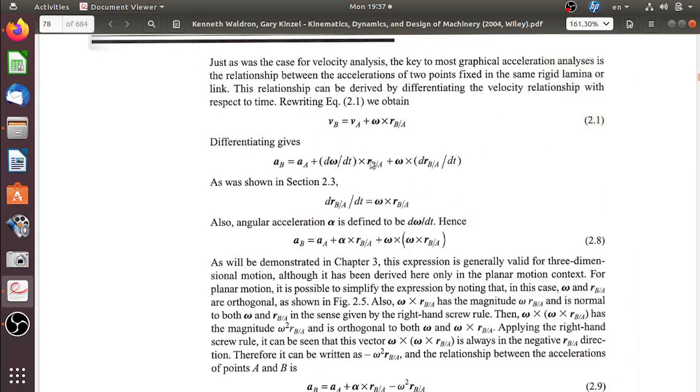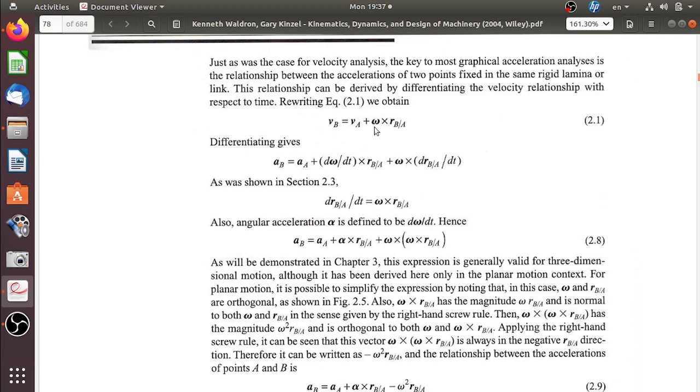In the last video, we derived this equation which represents the relative velocity between 2 points in the rigid body. Now let's differentiate this equation with respect to time one more time. What we will obtain is AB when I differentiate VB, and this AB represents the acceleration of point B, and due to this term I will get AA, which represents the acceleration of point A.